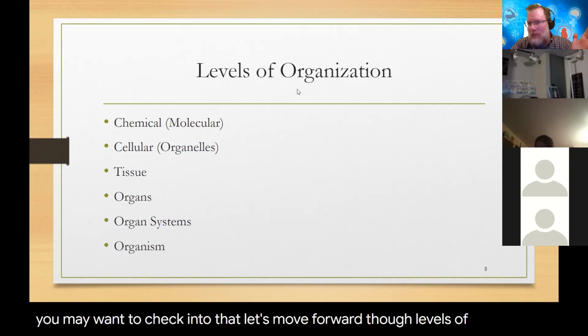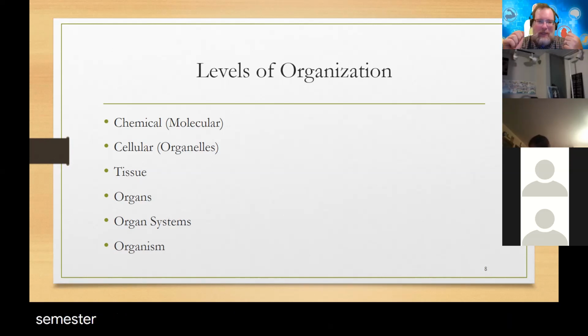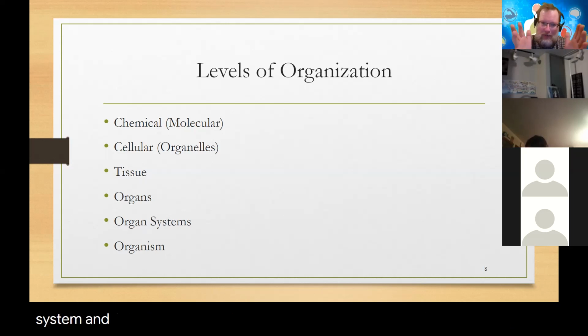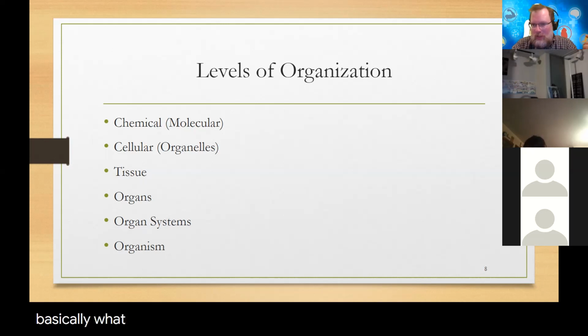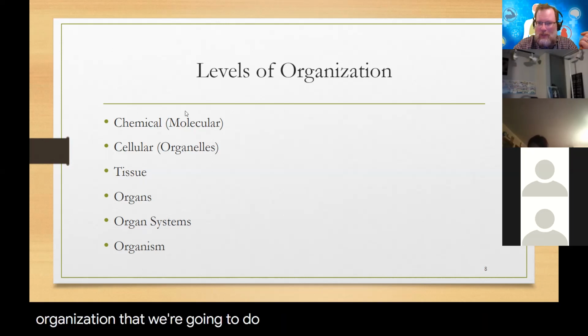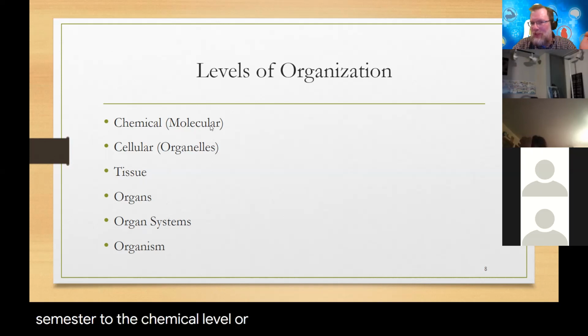Levels of organization. This is the bread and butter of what we're going to be doing this entire semester: analyzing the different levels of organization, and specifically taking each body system and breaking down the organs in those systems and analyzing what the structures are and what they're made of. The smallest level of organization that we're going to deal with is the chemical level, or the molecular level. This happens to be the progression of the semester too.